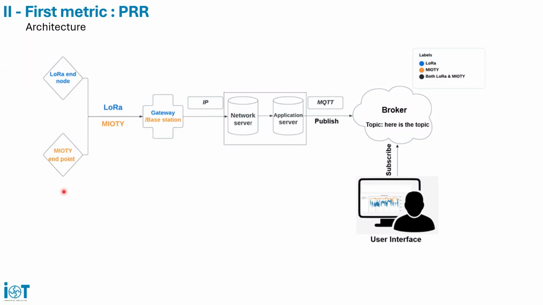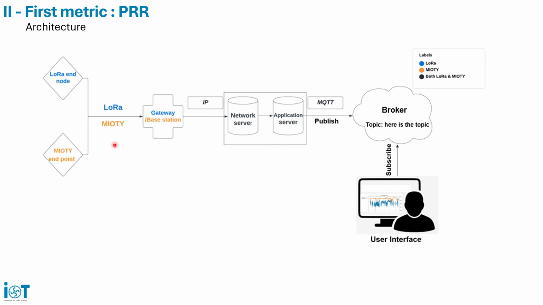As I have mentioned before, LoRaWAN and MIOTY have nearly the same network architecture, going from the end node to the user interface. Here I have a LoRa end node and a MIOTY endpoint. Those are two different terms for basically an IoT device, to say this is a LoRa device or a MIOTY device. Both will send data over the LoRa technology or the MIOTY technology to a LoRa gateway or a MIOTY base station. This gateway or base station has the role of bridging the data to the network server.